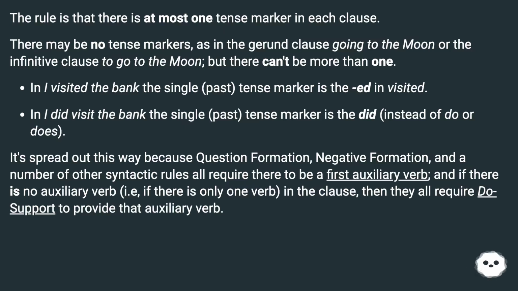It's spread out this way because question formation, negative formation, and a number of other syntactic rules all require there to be a first auxiliary verb, and if there is no auxiliary verb, i.e., if there is only one verb in the clause, then they all require do support to provide that auxiliary verb.